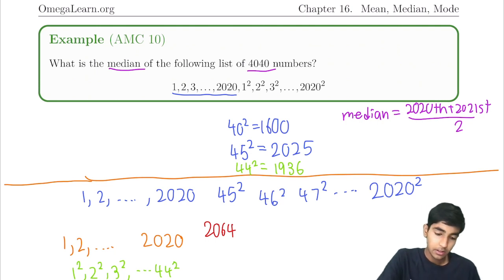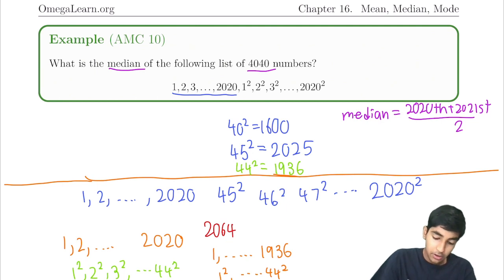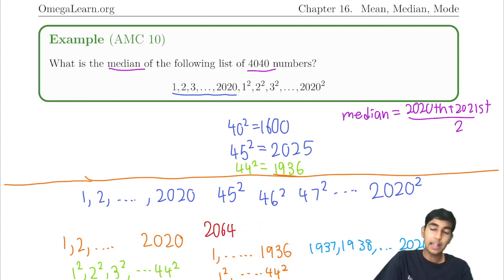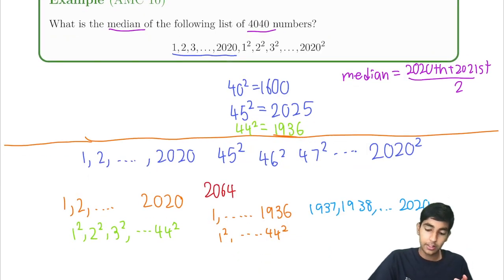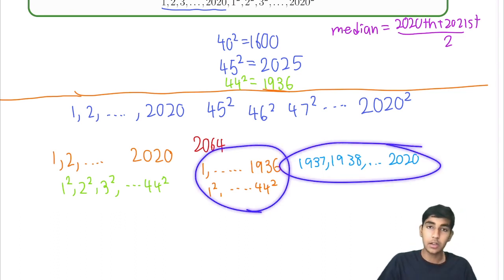So we know 44 squared is 1936, so we know that from 1 to 1936, and 1 squared to 44 squared. And then we know that these numbers are all going to be less than 1937, 1938, so on until 2020. We know that's true, right? Because 1936, 44 squared, they're equal. So all of these numbers, because 44 squared is 1936, and all the squares less than 44 squared will of course be less than 44 squared itself. So therefore, these numbers are all going to be greater than all of these numbers.